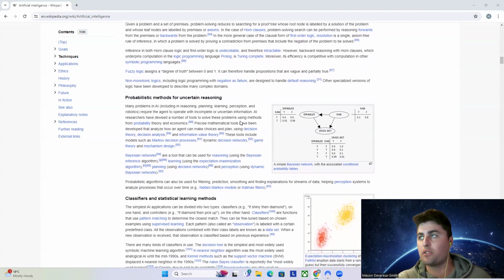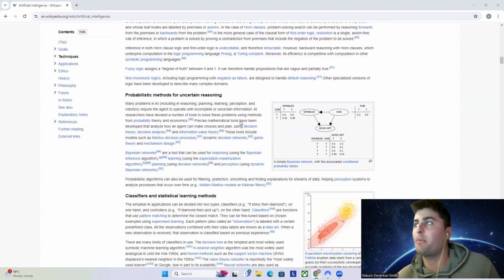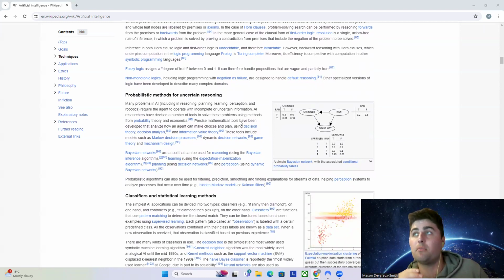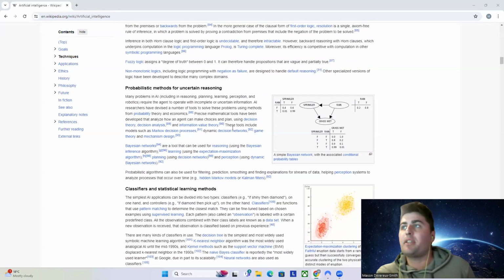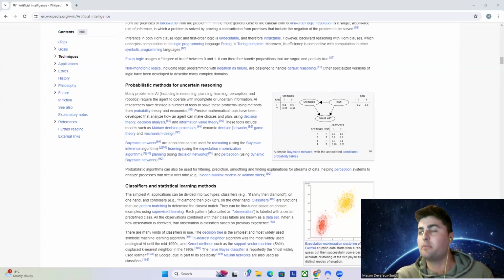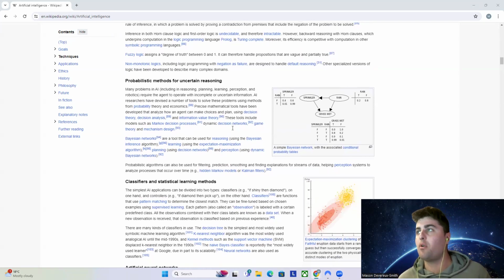In the case of Horn clauses, problem-solving search can be performed by reasoning forwards from the premises or backwards from the problem. In the more general case of the clausal form of first-order logic, resolution is a single axiom-free rule of inference in which a problem is solved by proving a contradiction from the premises that include the negation of the problem to be solved. Inference in both Horn clause logic and first-order logic is undecidable, therefore intractable. However, backward reasoning with Horn clauses, which underpins computation in the logic programming language Prolog, is Turing complete.